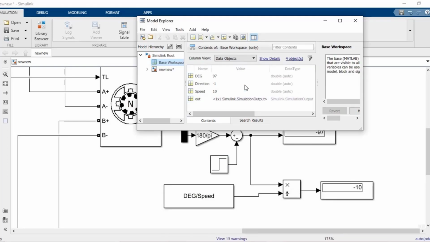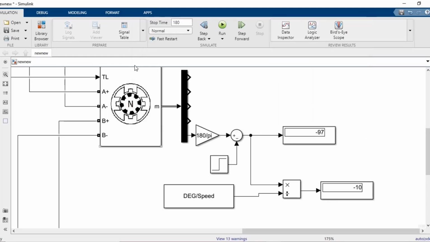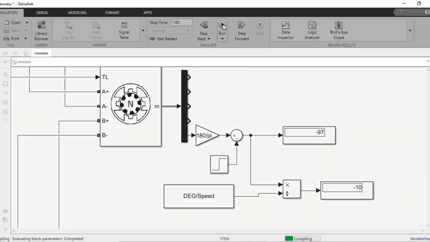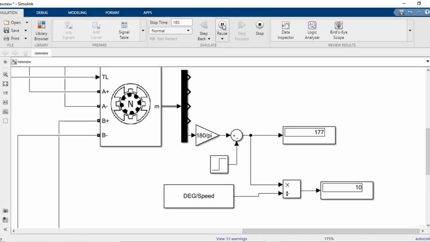Now let's change the value for degree, let's say 177 degrees and positive side, meaning clockwise direction, and run again. So we can see there is no error.